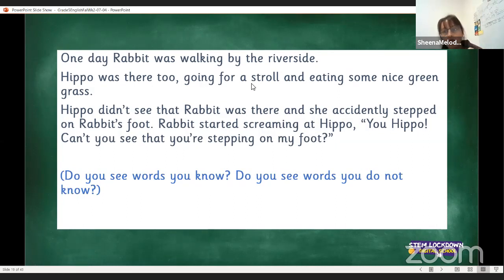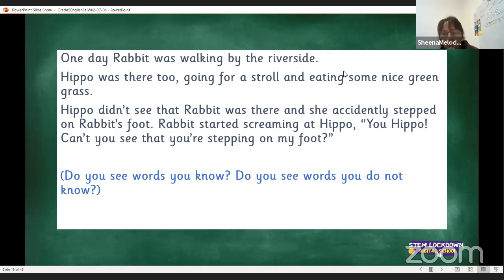So walking and stroll are synonyms. So they sound the same. Sorry, my apologies. They mean very similar things. They mean the same thing, basically. So you can say you're going for a stroll or you're going for a walk. Okay, you can use either one. So well done. Is there any other word before we move on that someone does not understand or is not sure about?